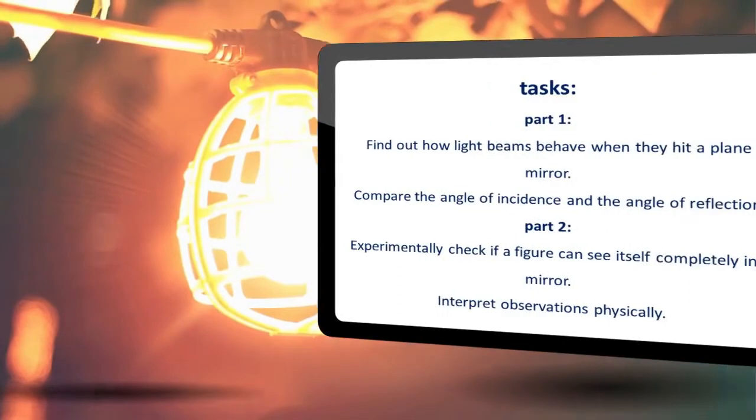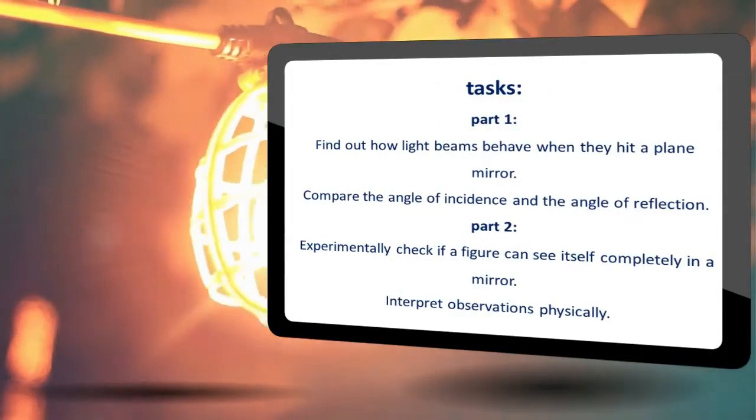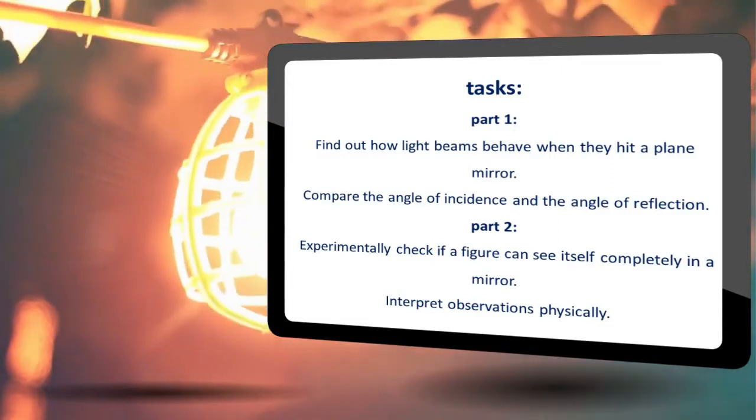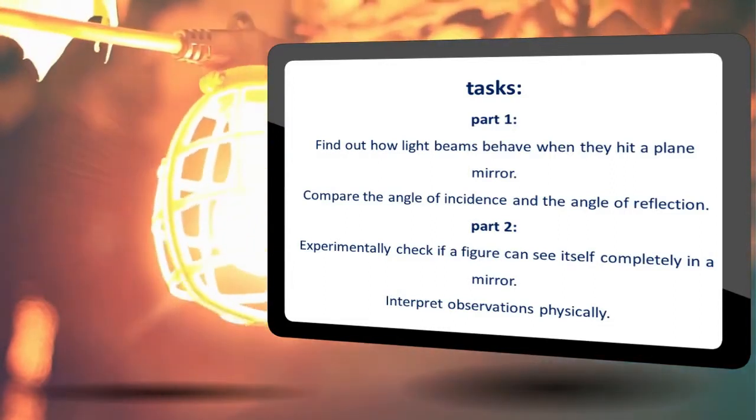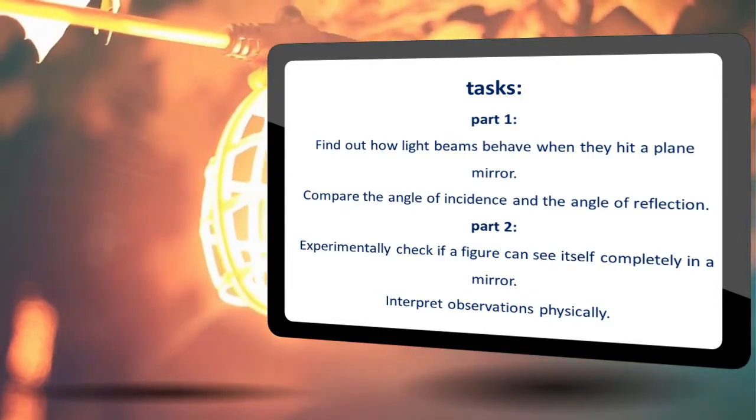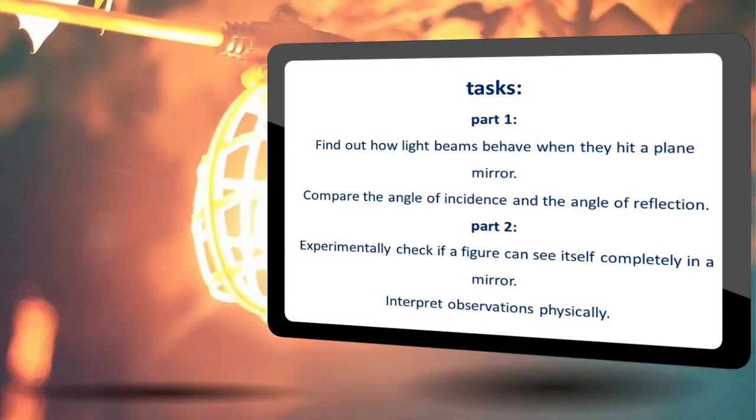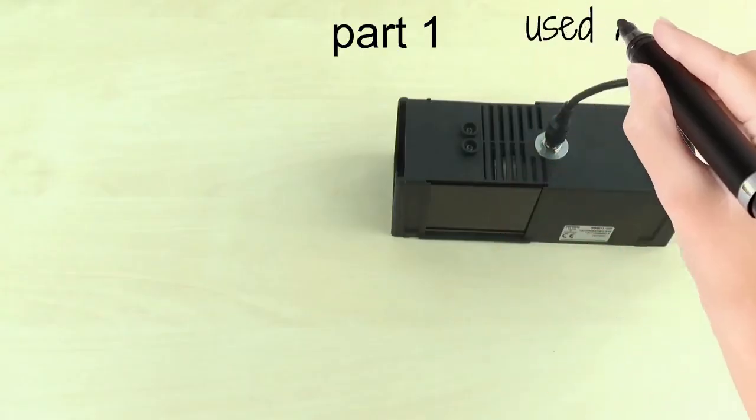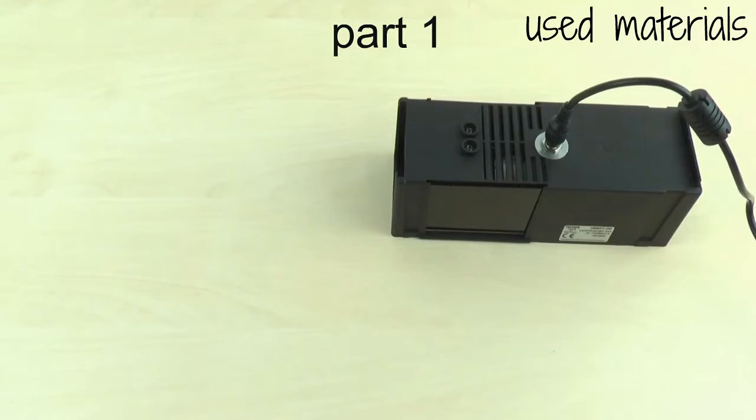where it's hung. In the first part, I will investigate how light rays behave when they hit a plane mirror, and then compare the angle of incidence and the angle of reflection. In the second part, I will experimentally investigate whether a figure can completely see itself in the mirror when it's hung at a certain position, and observe what physically happens. Let us start with the first part of the experiment.